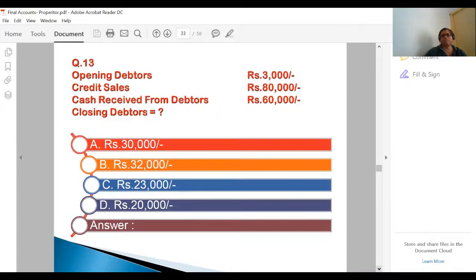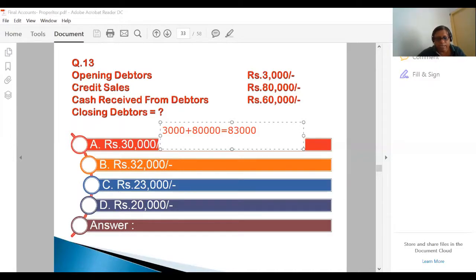Can you try this question? Opening debtor 3,000, credit sales 83,000, cash received from debtor. A debtor means a person who has to pay money to the company. That means for credit sales, the money has not come. So we have 80,000 as credit sales. Opening 3,000 plus 80,000, so total receivable is 83,000. Receivable means we are supposed to receive that 83,000.